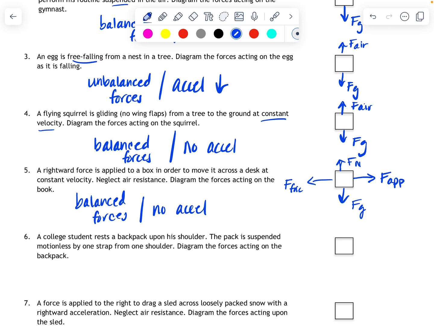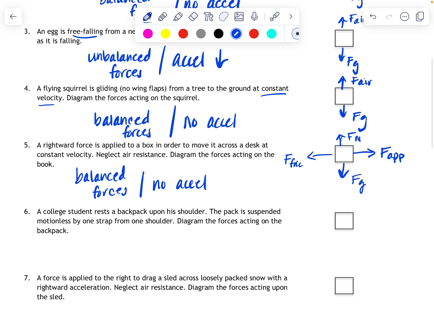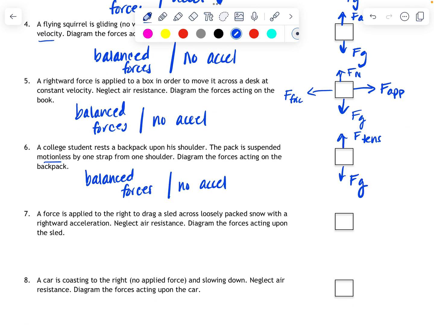Next one, a college student rests a backpack upon his shoulder. The pack is suspended motionless by one strap from one shoulder. Diagram the forces acting on the backpack. Again, motionless. So balanced forces, no acceleration. And again, if it's suspended, we still have the tension. So there's just one this time. And that's working against that gravity. That's it. I guess we'll just do this all because we're almost done.